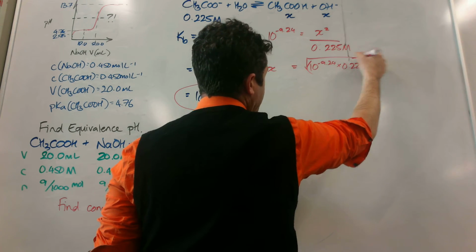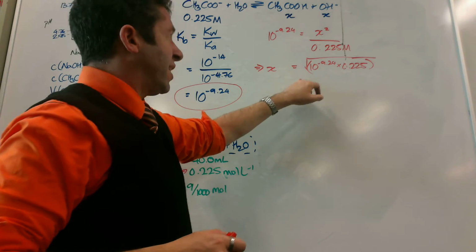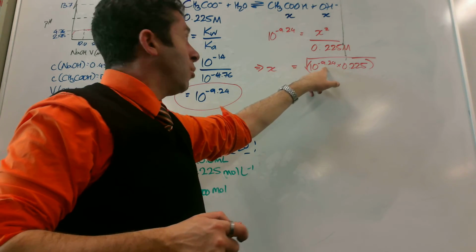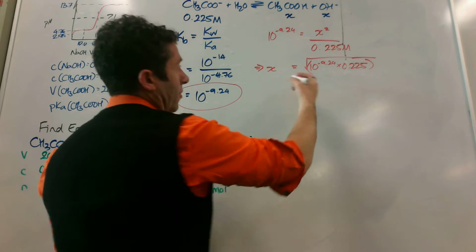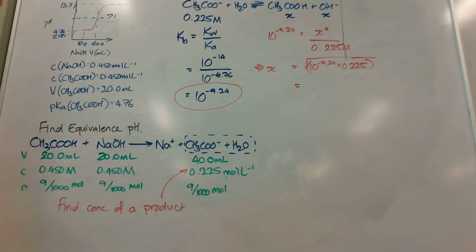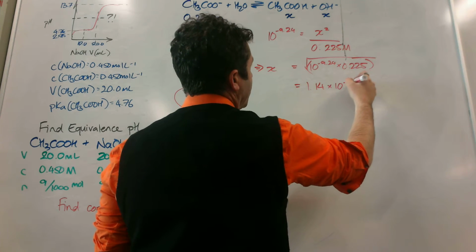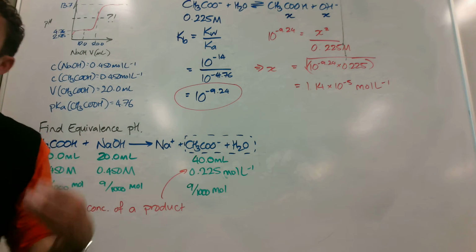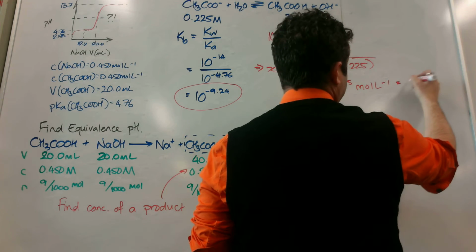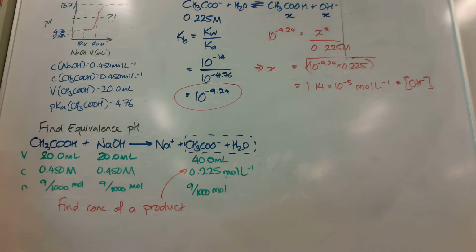I rearrange this. And I'm going to use brackets in my calculator just to make sure it doesn't do a syntax error or something like that. So I go square root of bracket 10 to the power of negative 9.24 times 0.225 close bracket equals. This is where I need you to be wonderful, please. 1.14 times 10 to the negative 5. Okay, please don't get rid of that number. I need that. This is my hydroxide ion concentration. Okay, here's where we need to remember another relationship.